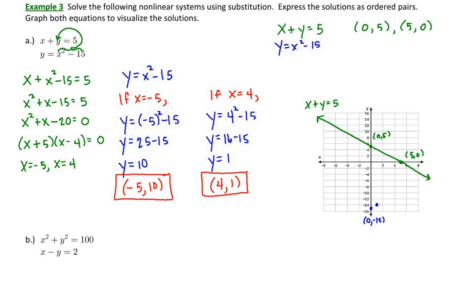I'm going to go right 1, up 1, left 1, up 1, right 2, up 4, left 2, up 4. Do my best to make as accurate of a parabola as possible. And then we'll connect our dots.